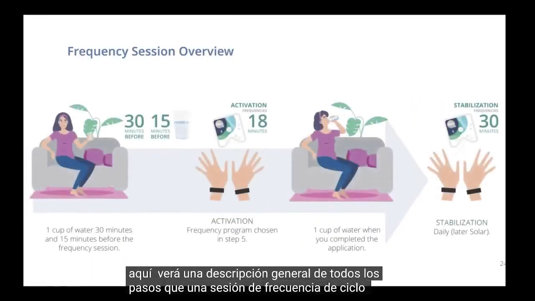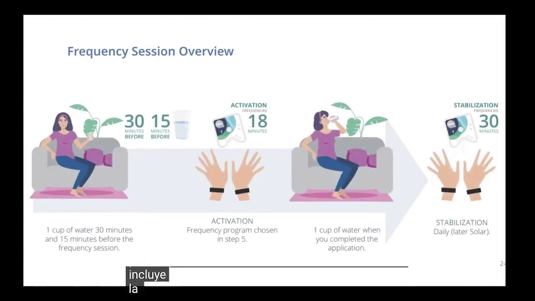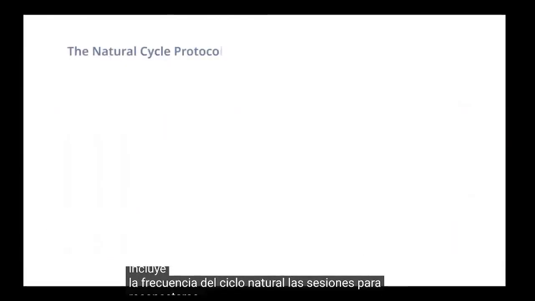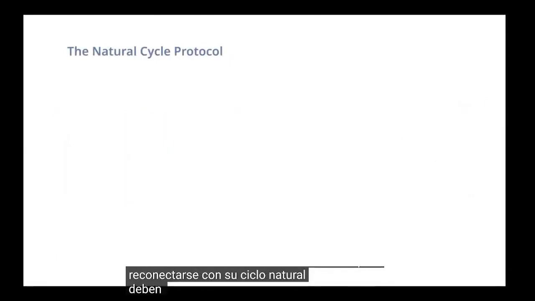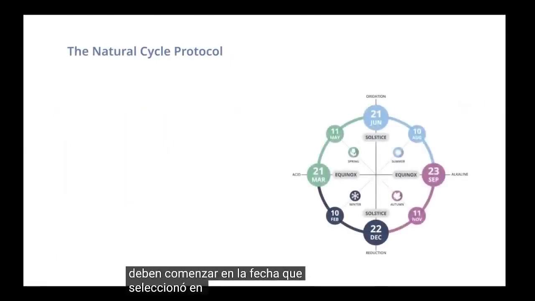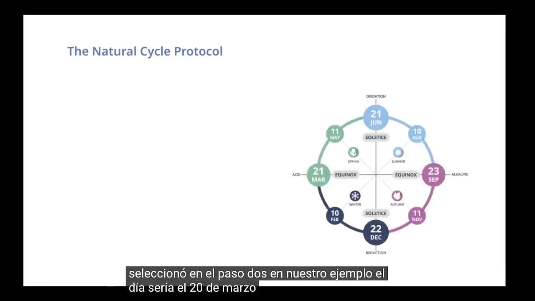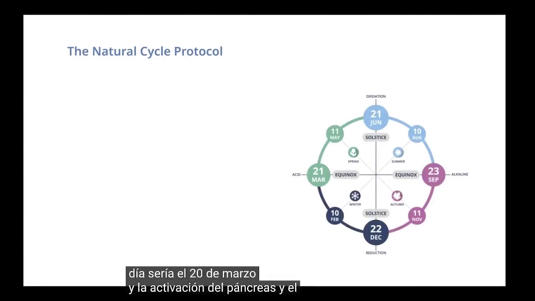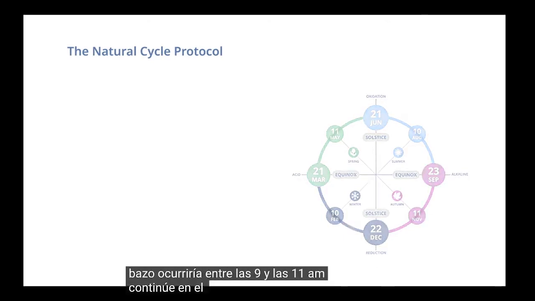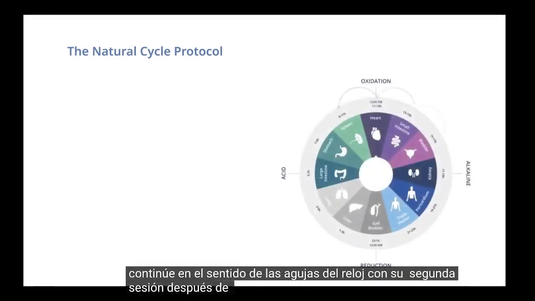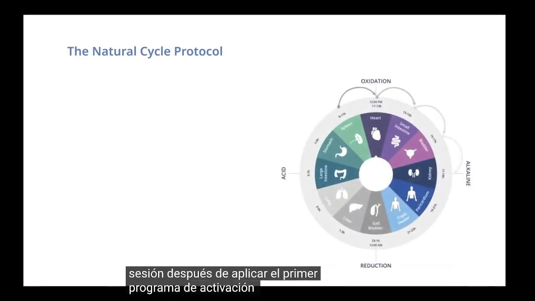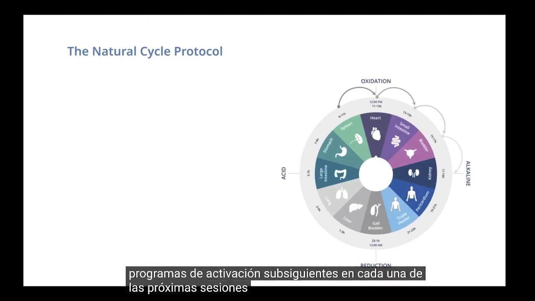Here you see an overview of all the steps that a natural cycle frequency session includes. The natural cycle frequency sessions. Reconnecting with your natural cycle should begin on the date that you selected in step 2. In our example, the day would be March 20th, and the activation of the pancreas and spleen would happen between 9 and 11 a.m. Continue clockwise with your second session after applying the first activation program. Then apply the ensuing activation programs in each of the next sessions.